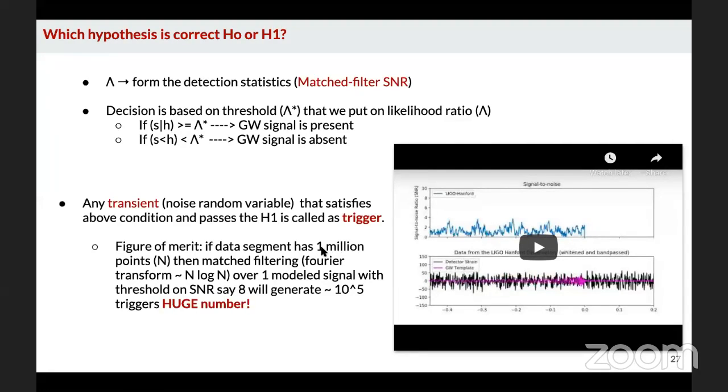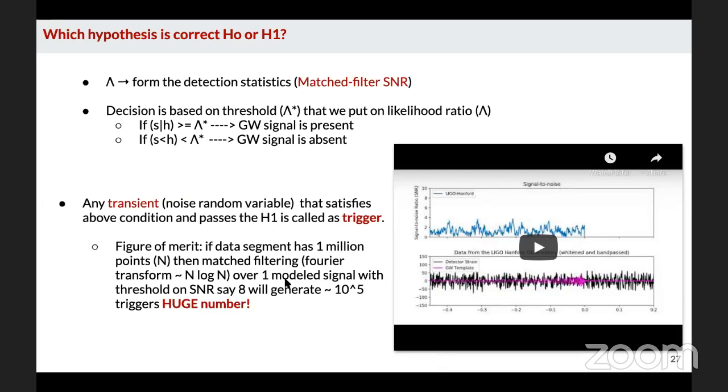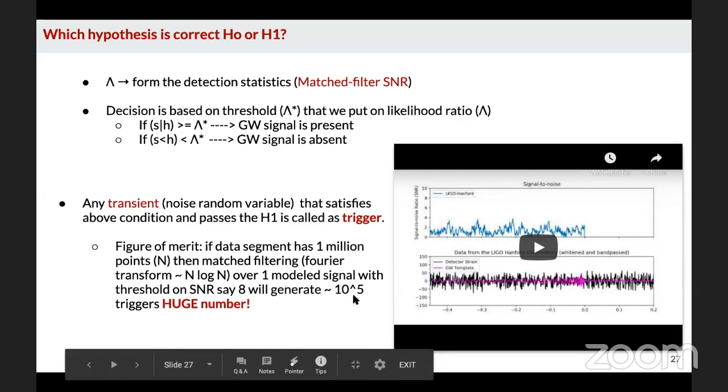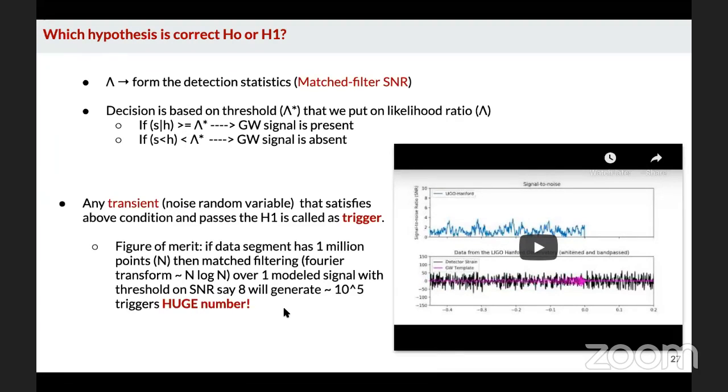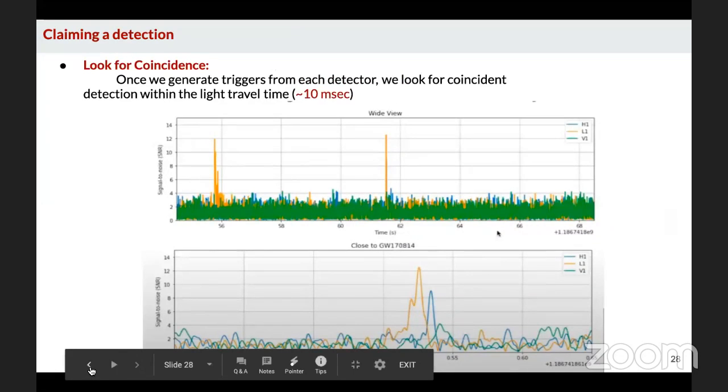So if we say that there are 1 million points in 5 hours of data, then if we perform the match filter and try to see this detection statistic, we basically end up generating 10 raised to the power 5 triggers. This is huge if we are comparing with 1 minute of data. So this is the main challenging problem, that we end up producing too many triggers.